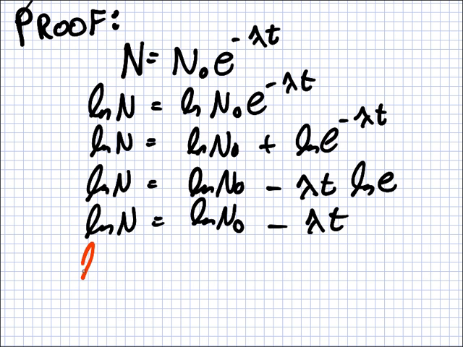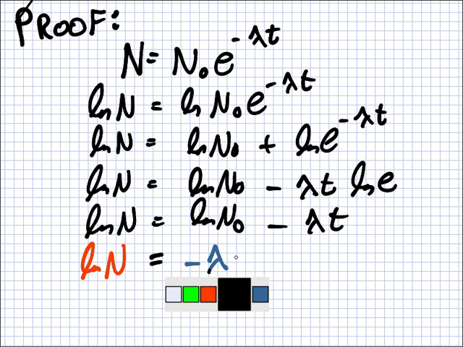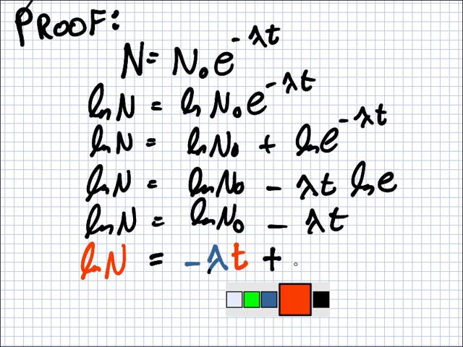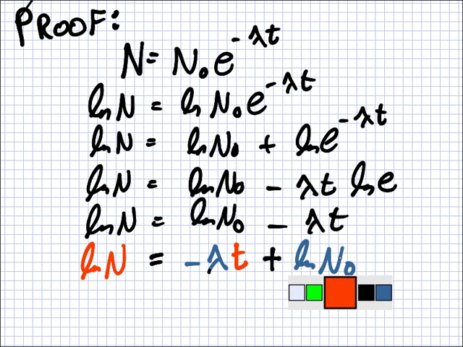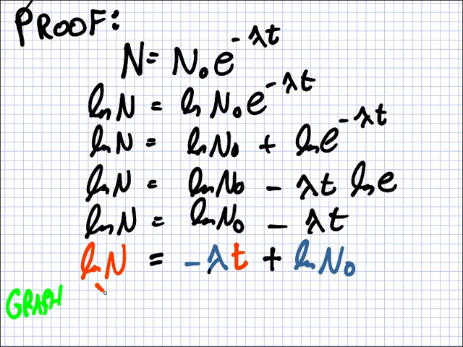So you have log n equals minus lambda t plus log n0. Now, when you make the graph, what you're doing is you're putting this on the y and this time goes on the x.